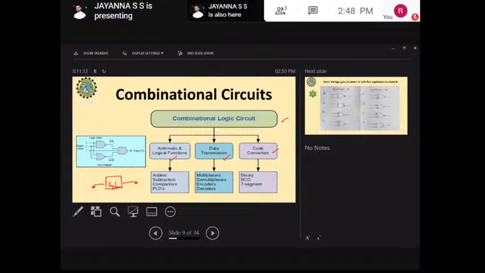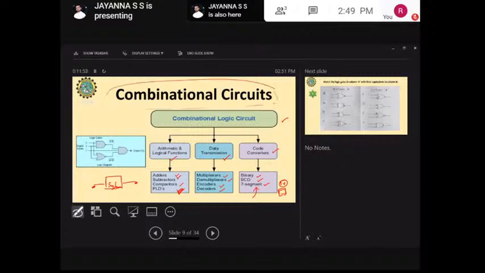Arithmetic and logical functions comprise adders, subtractors, comparators, and PLDs, that means programmable logic devices. Data transmission includes multiplexers, demultiplexers, encoders, and decoders. In code converters, you have binary, BCD code, and 7-segment. How are we going to convert the data? Suppose I give 5 volts, how are we going to convert it into a 7-segment? How are we going to get the output in the 7-segment display? These are the things you are going to learn, which are in the GATE 2021 syllabus of digital circuits.